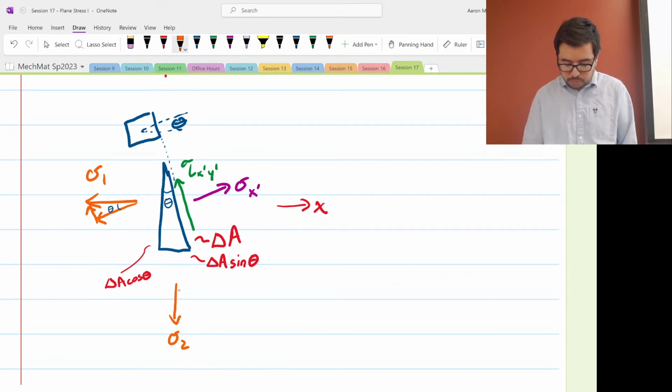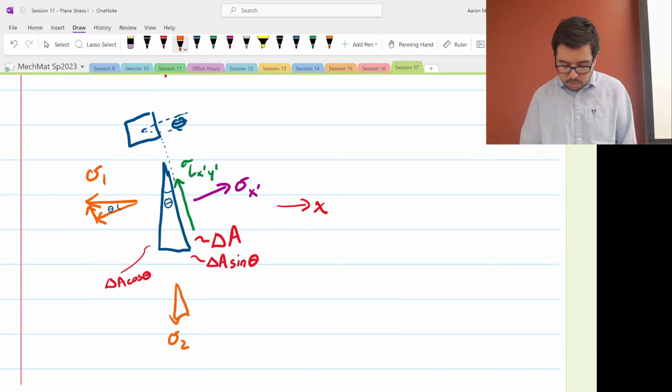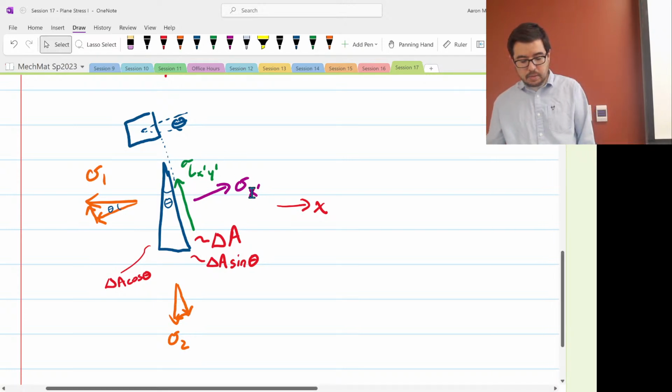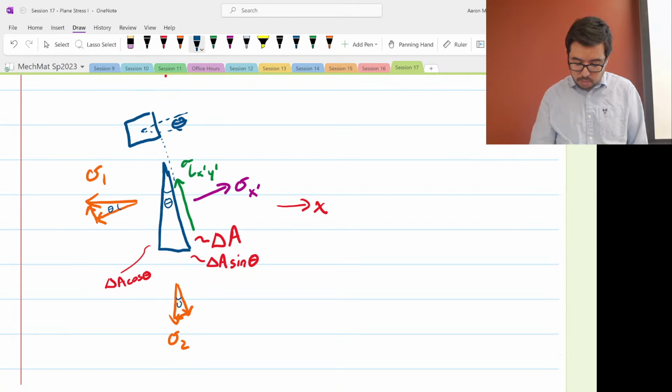Similarly, I can draw something that's kind of parallel to the tau x prime y prime, and kind of parallel to the sigma x prime, the x prime direction. And so this one has this angle theta.